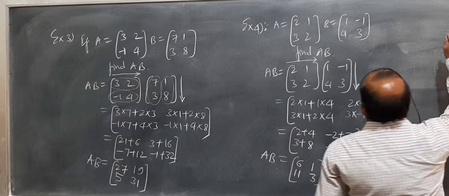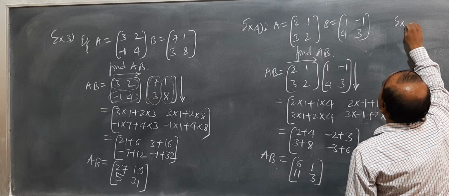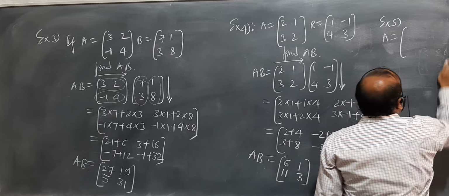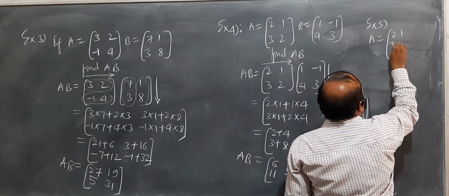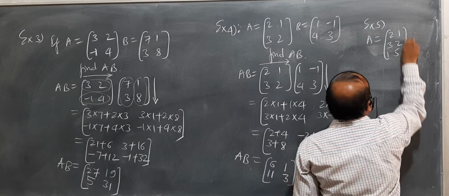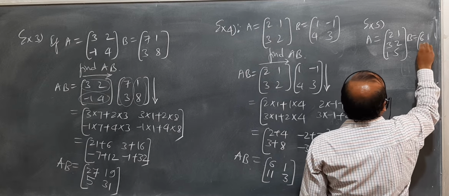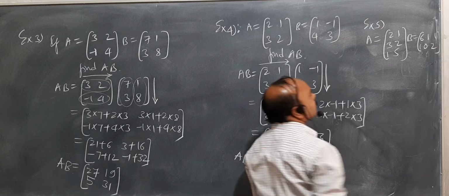Similarly, we go for another example. A equal to [2 1; 3 2; 1 5], B equal to [6 1 1; 1 0 2].